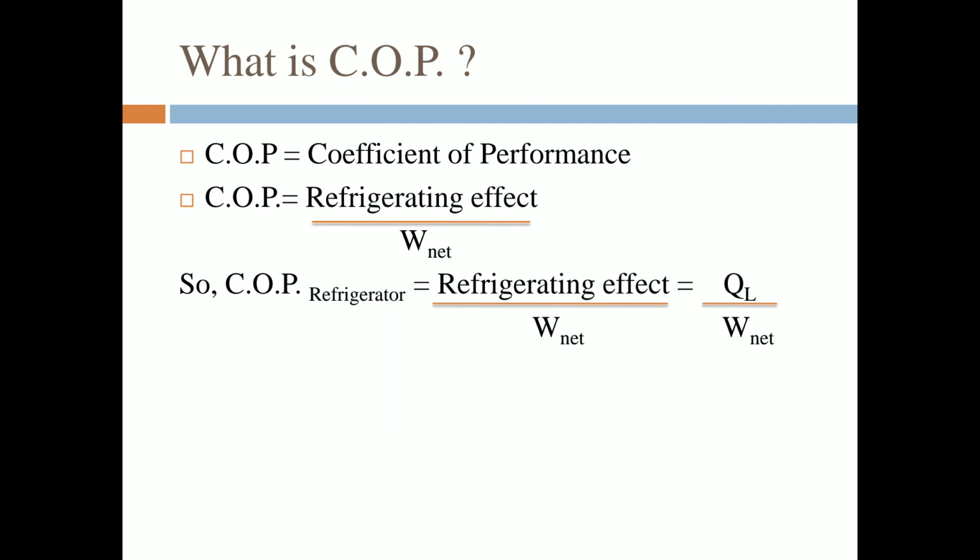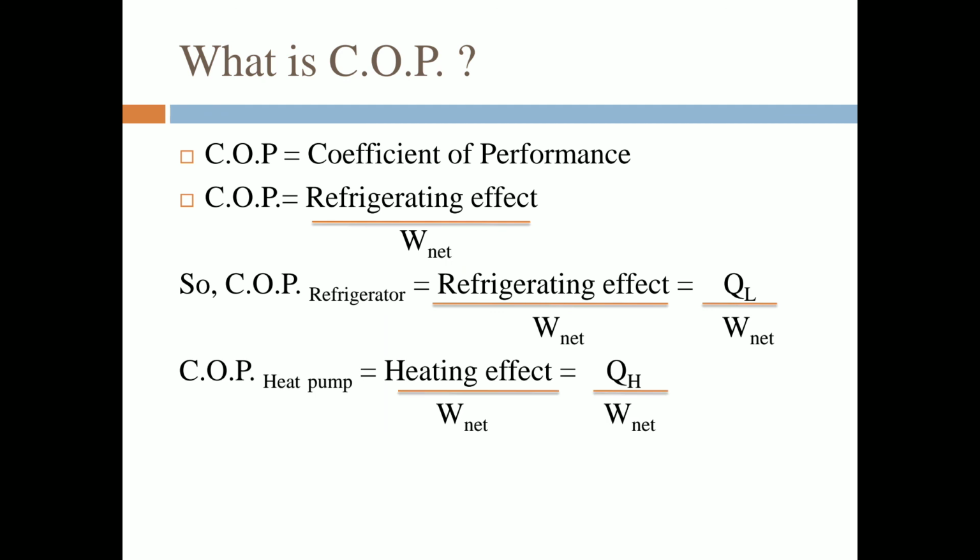So if we talk about the COP of the heat pump, it is the same, but here we are getting output as a heating effect, so we just change the name to heating effect, and the denominator will be the W net. So heating effect divided by W net.